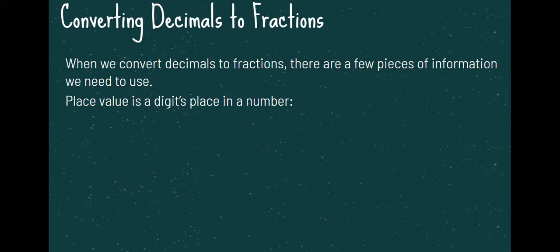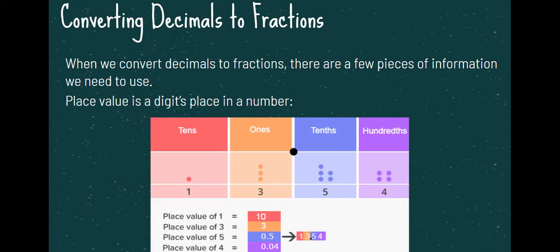So as a reminder, place value is a digit's place in a number. If we look at this example, on the left side of our decimal, the whole number side, we have ones and then tens. And on the right hand side of my decimal, which is the decimal side of my number, we have tenths, hundredths, then thousandths, ten-thousandths, hundred-thousandths, and so on.